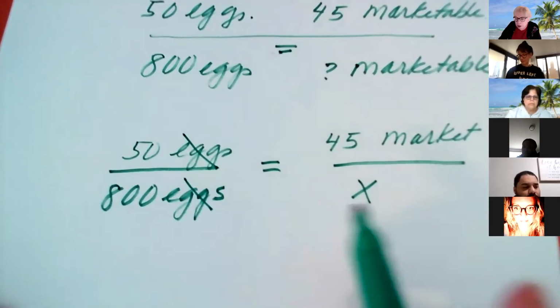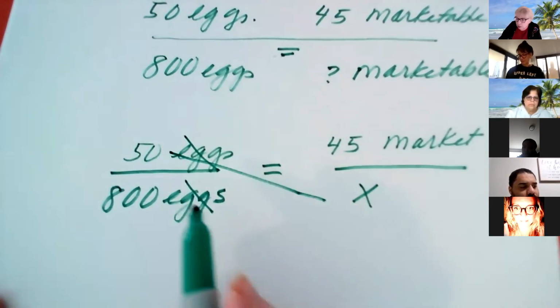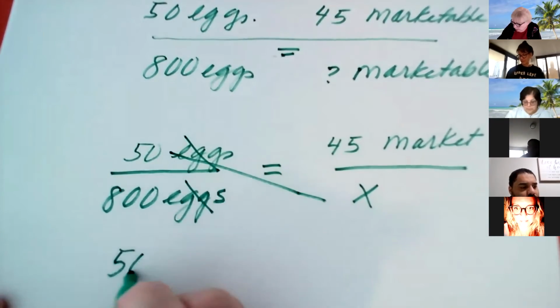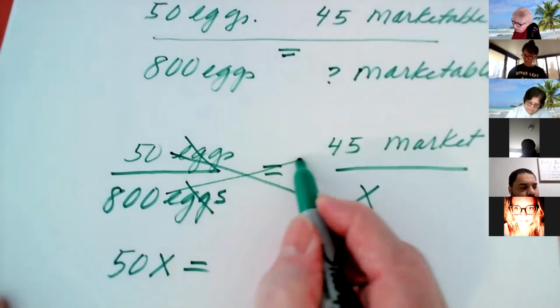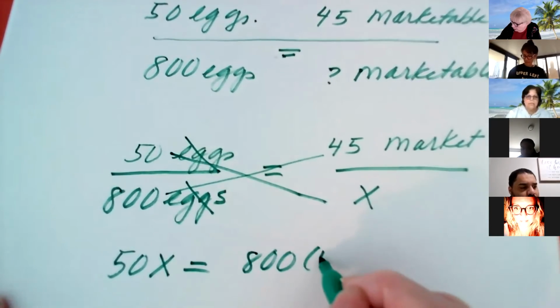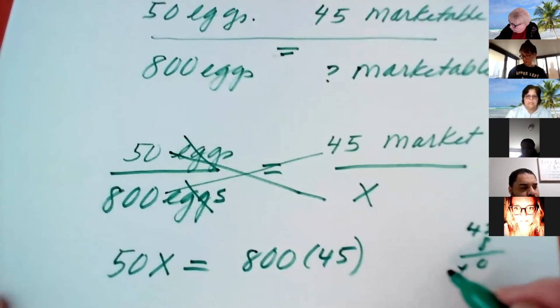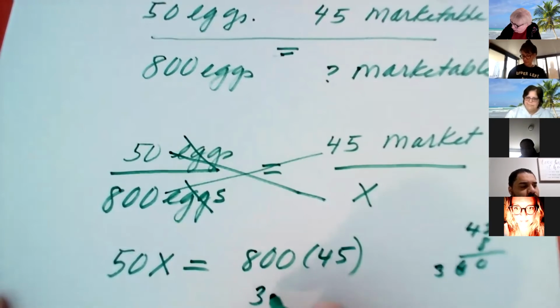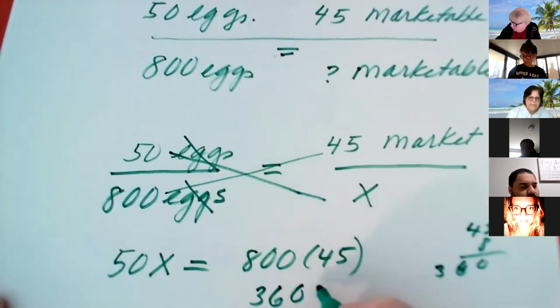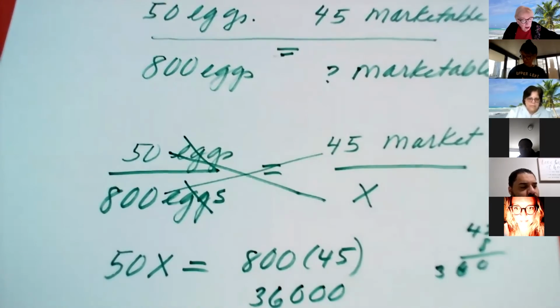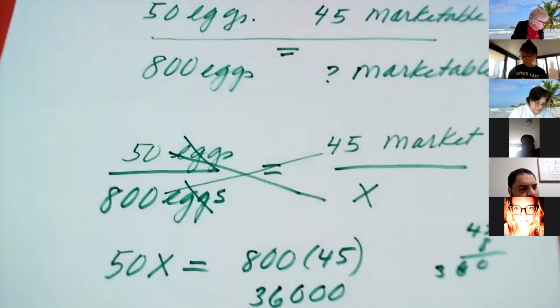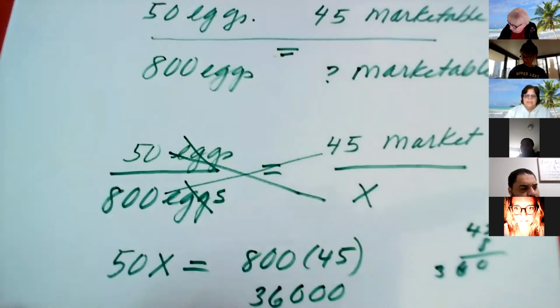Now, I'm going to do this problem one way and then another. 50 times X is 50X. And 800 times 45, I can almost do that in my head. Just 0, okay, 4 times 8 is 32, 36, 3600 with 2 more zeros. Did I get that right? 800 times 45. 36,000. Okay.